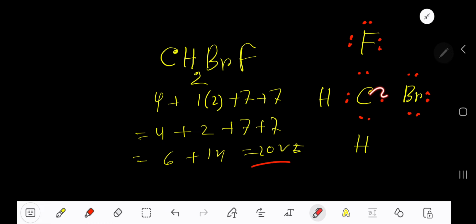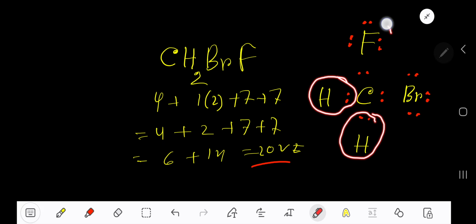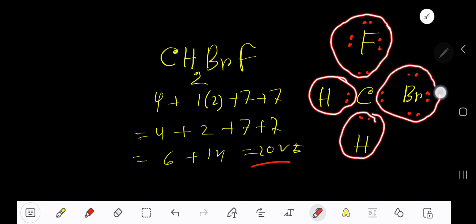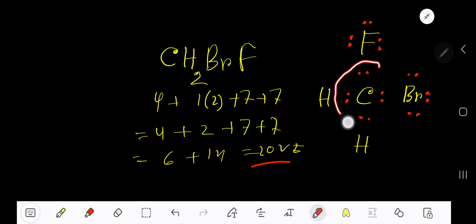Now check for duet and octet. Duet, duet, octet, octet. Now check for octet of the central atom. The octet.